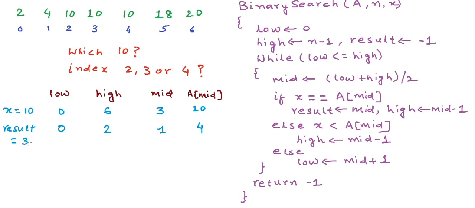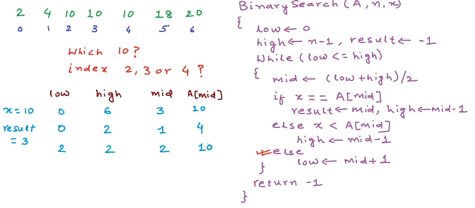Now for this case, low 0, high 2 and mid 1, we will go to the condition when x is greater than the middle element. So low becomes mid plus 1. So low becomes 2, high is already 2. Now mid would also be 2. A mid would be 10.